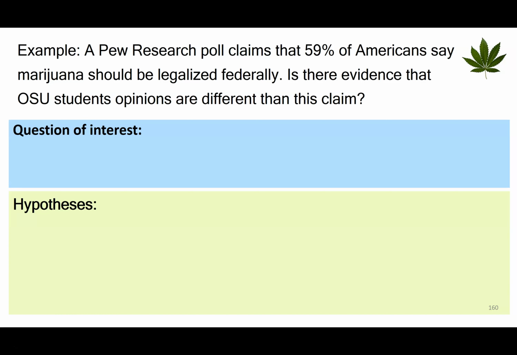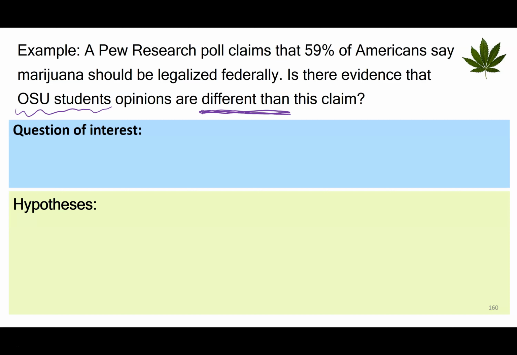So returning to our marijuana question, I looked up a poll on Pew Research, and it claims that 59% of Americans agree that marijuana should be legal at the federal level. Is there evidence that OSU student opinions are different than this claim? So, things to note: OSU students, this is the broader group that I want to make a statement about, hinting at my population. And then different than, that's definitely going to come into play here, because we don't necessarily suspect that OSU students are higher or lower. We just want to know if they're different.